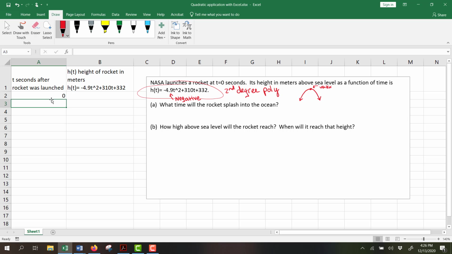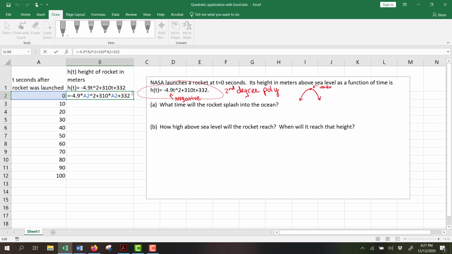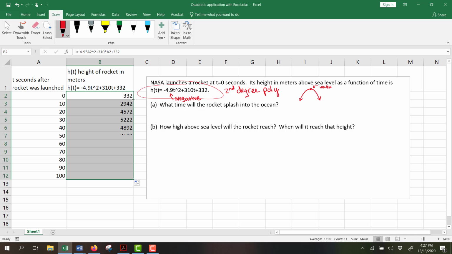So we're sort of guessing, but for now we could maybe guess that since it's a rocket being launched by NASA, it'll be up in the air quite a while. I'm going to go ahead and increase my t values by 10 seconds at a time, so 10, 20, 30, and so on. I'll take it up to 100, and we can adjust that later if necessary. I then define my h of t values using the given equation. So I have my equation as negative 4.9 times the cell squared plus 310 times the cell plus 332, and then I drag that formula down.